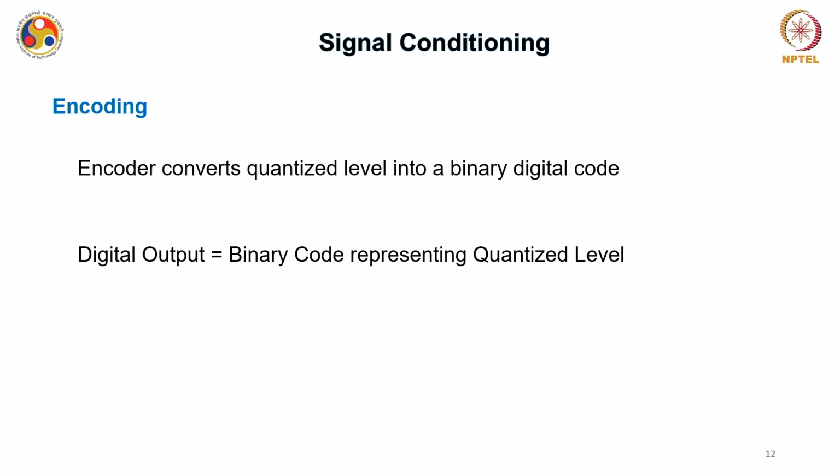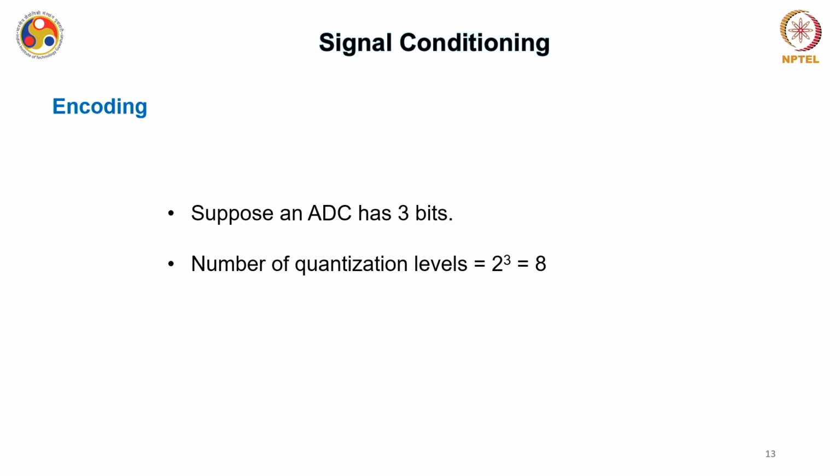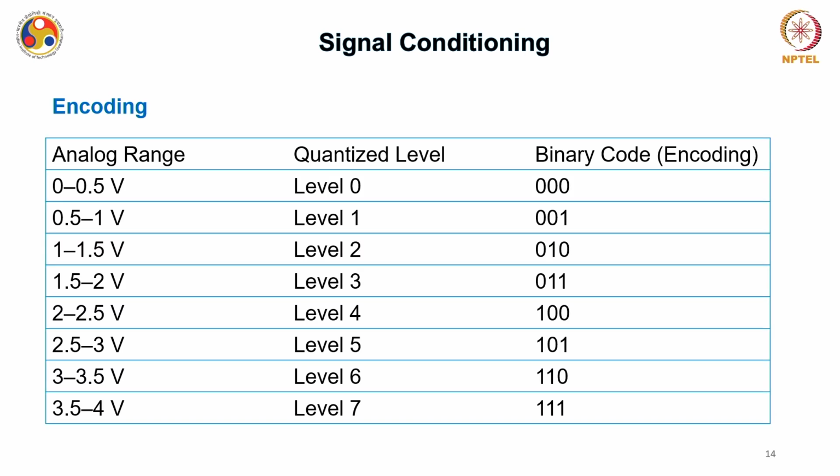Third stage is encoding, and encoding is a very important stage, because this will decide your binary signal. The encoder converts the quantized level into the binary digital code. So the digital output will be equal to the binary code representing the quantized level. Say suppose an ADC has 3 bits, we have seen that the number of quantization levels will be 2 to the power 3, or 8. Now the encoder will do exactly the thing that is shown on this slide.